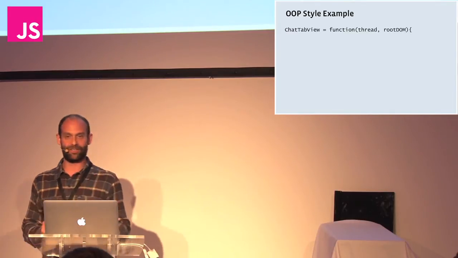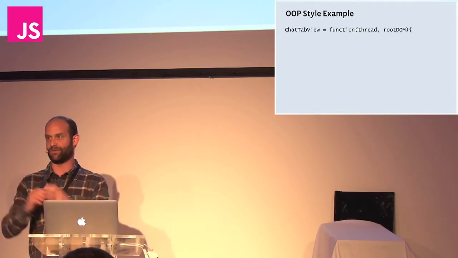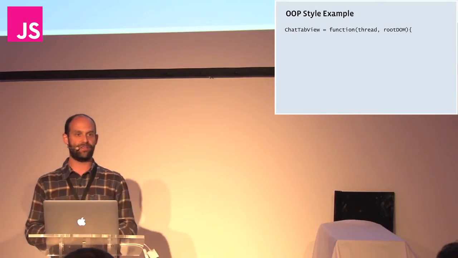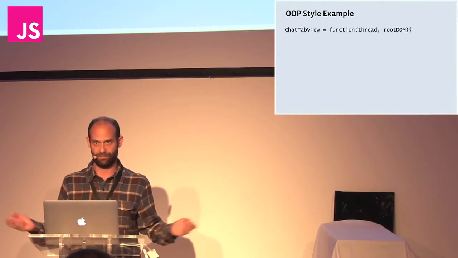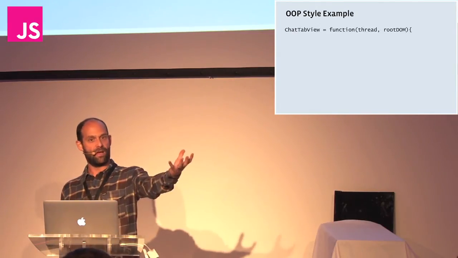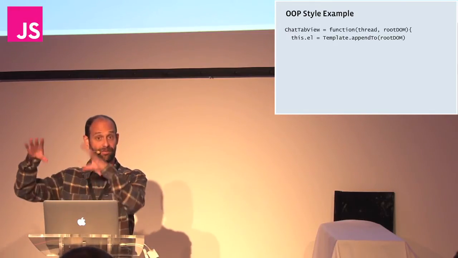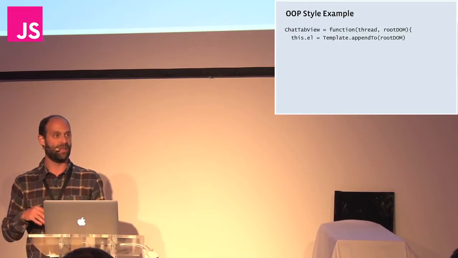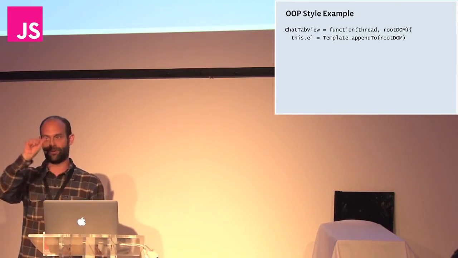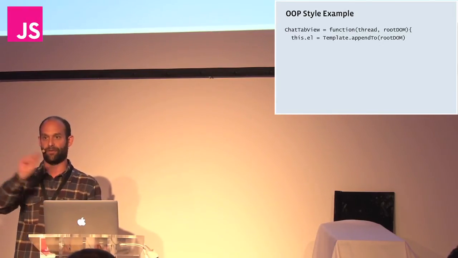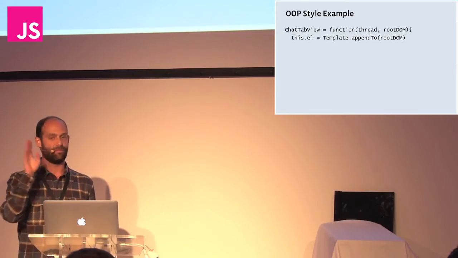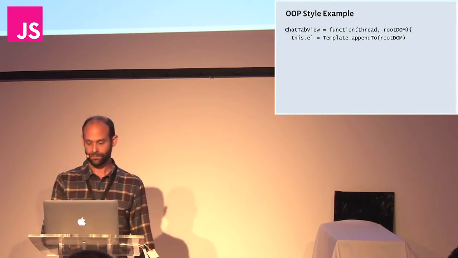So here, we'll consider that chat tab view, that window. And here's a classic MVC constructor for that thing. We're going to take a thread object and a DOM node, and what we're going to do is attach our template for the window to that DOM node. And let's just think about what we need to do to fill out the top bar of that chat window. That needs to say something like Adam, Nan, and 2 others.